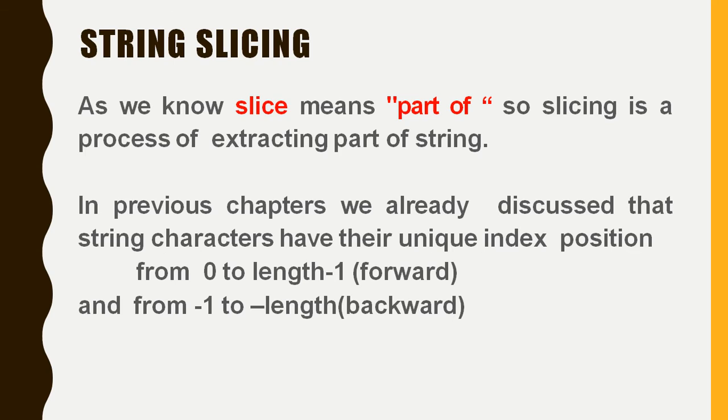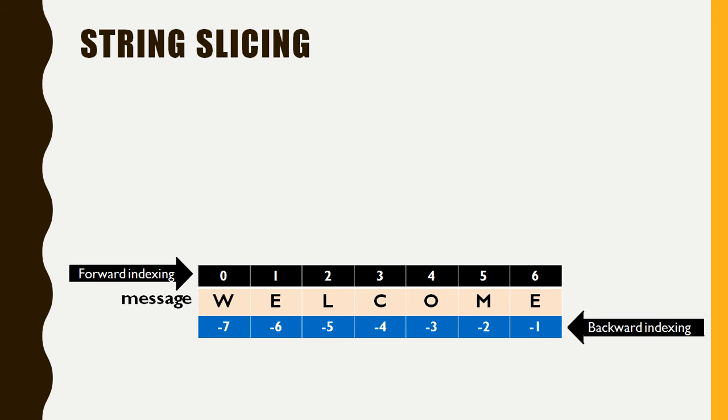Now we go to the important concept, that is string slicing. As we know, a slice means part of, so slicing is the process of extracting part of a string. In previous chapters we already discussed that string characters have unique index positions from 0 to length minus 1 in the forward direction and from -1 to minus length in the backward direction. Based on this, let us see string slicing. Suppose there is a string called "welcome". Its index varies in forward indexing from 0 to 6 because the length is 7. Therefore, in the backward direction it is from -1 to -7.